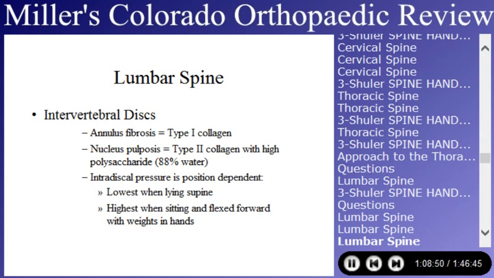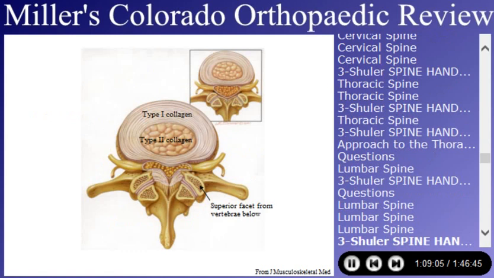I went back to the original study that showed this. And it was actually a study done on residents and medical students that actually did this study. Okay, so low supine, sitting flexed forward position in a chair with weights in hands. Don't forget type 1 collagen on the hard outside annulus. Okay, type 2 in the middle, 88% water.